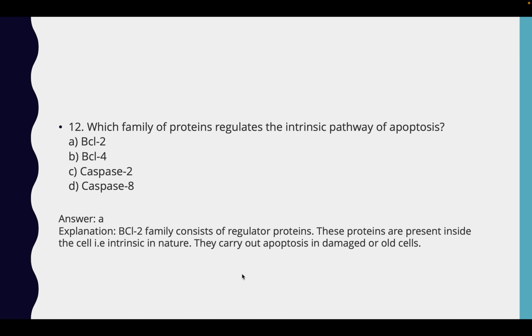It is BCL2, right? BCL2 family जो होते हैं उसमें regulator proteins होते हैं. These proteins are present inside the cell, that is they are intrinsic in nature. They carry out apoptosis in damaged or old cells. So these regulate the intrinsic pathway of apoptosis. The key control point in apoptosis, which is a molecular program that destroys targeted cells.